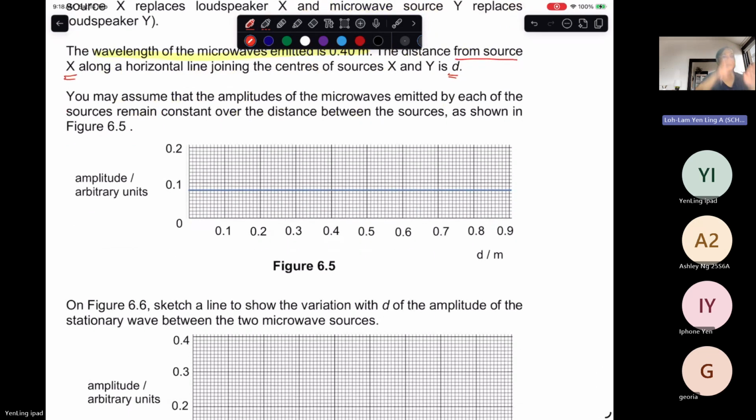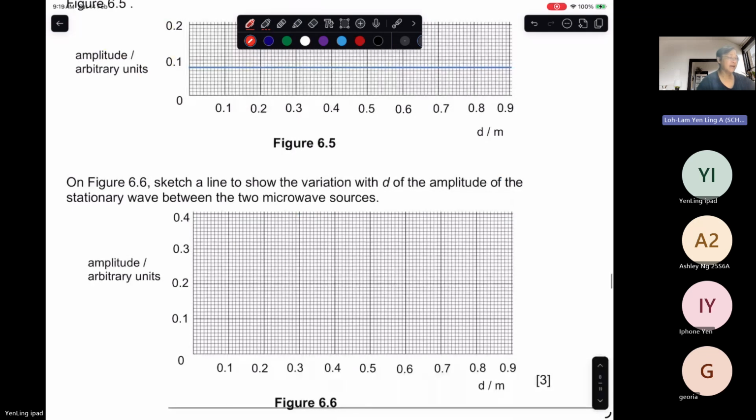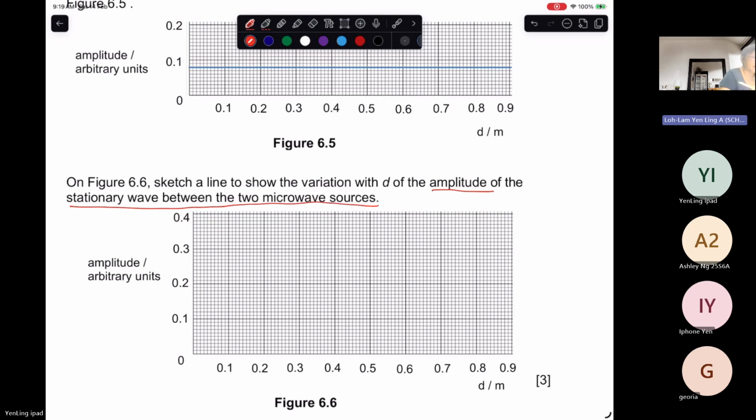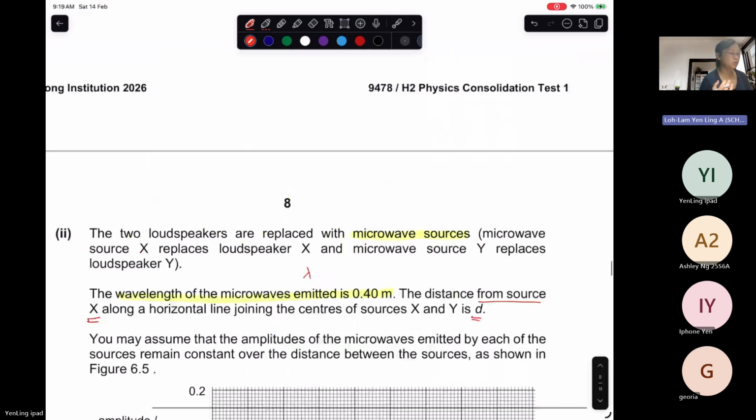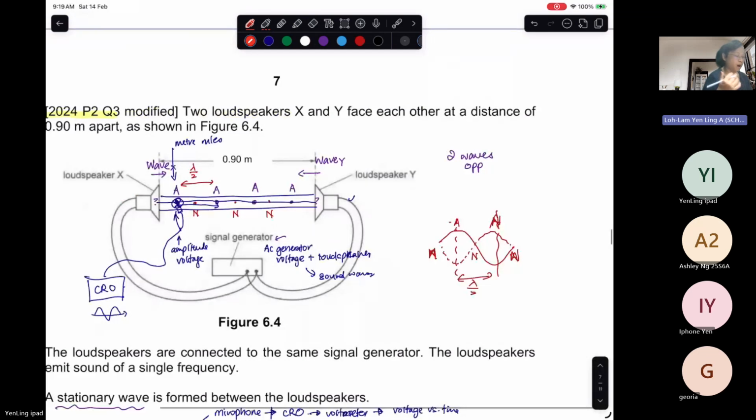You may assume that the amplitudes of the microwave emitted remain constant. What it means is that it doesn't diminish; the distance is short enough that the amplitude is going to stay constant. So this is not the displacement versus d graph of a single wave. It is the amplitude. Okay, sketch a line to show the variation with d of the amplitude of the stationary wave that is being formed between the 2 microwave sources. Now, the most common problem is people assume that you either start off with a node or an antinode. I think that's the worst thing. All right, then your entire graph is off.